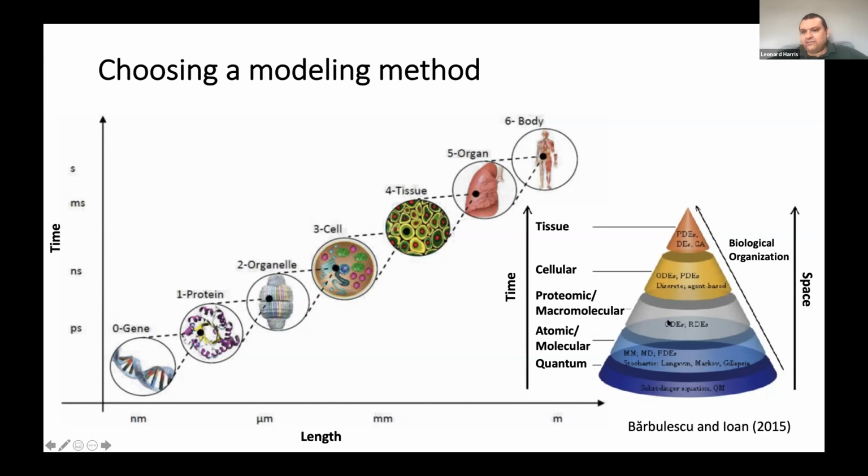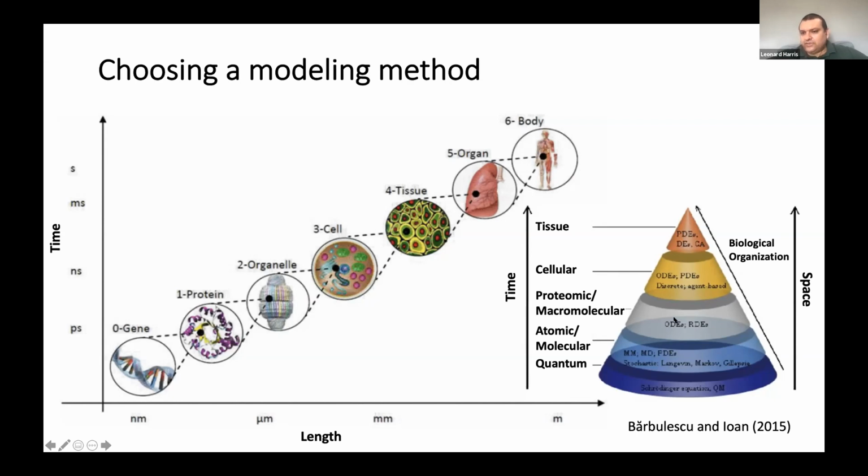Then when you get up to the level of proteins, this is ordinary differential equations, and reaction diffusion equations, which are also partial differential equations, also apply here. At the cellular level, again, ordinary differential equations, partial differential equations, or you can have discrete agent-based models. At the level of tissue, again, partial differential equations, cellular automata, CA.